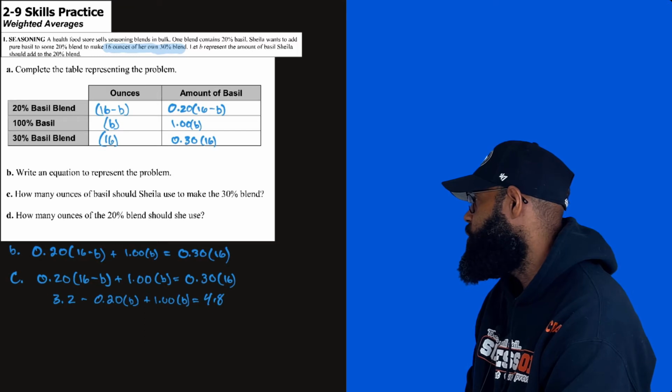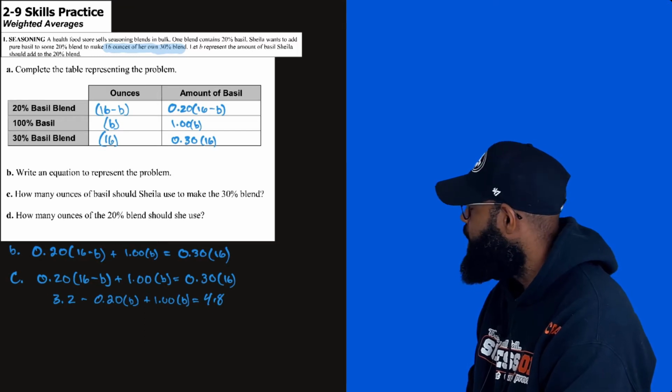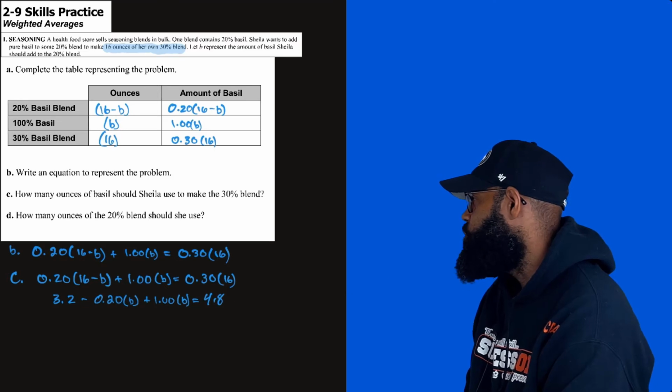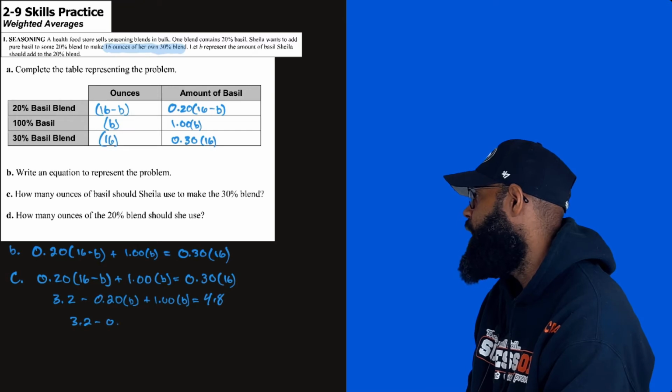Next step, of course, is to collect like terms. So on my left-hand side, you'll see the second and the third term, 0 and 20 hundredths B, plus 1B. I can collect those two terms, 3 2/10 minus 0 and 8.